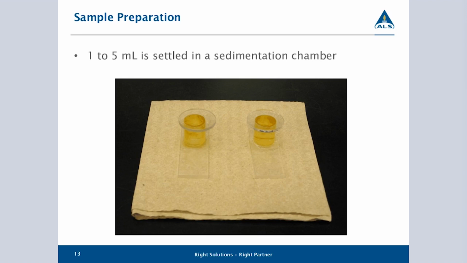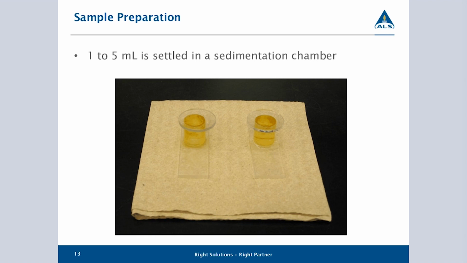Okay, so once we've received the samples in the lab, we begin with the sample preparation. There isn't too much involved with this step. We're mainly just pouring a subsample of 1 to 5 milliliters of sample into a sedimentation chamber and allowing it to settle. In most cases, this requires overnight settling for all of the cyanobacteria to drop out of the water column, but sometimes only a few hours is needed.